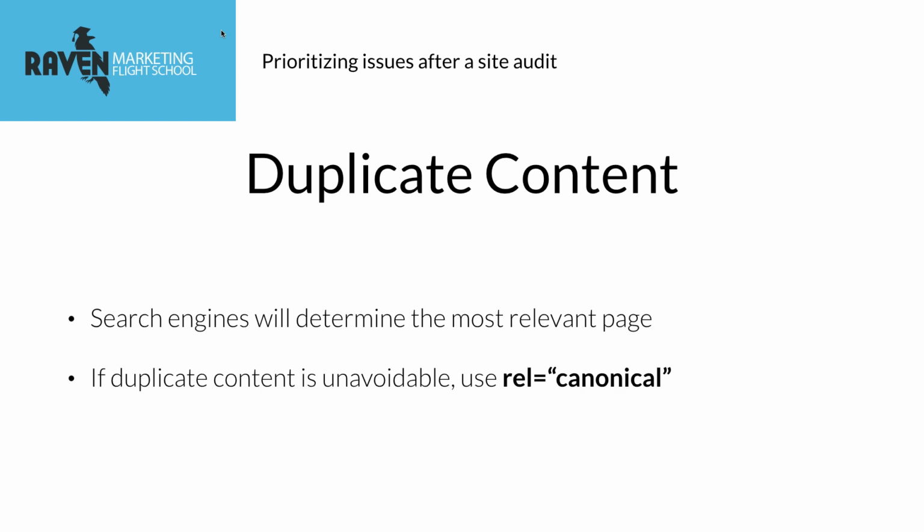And so if you can't get rid of the duplicate content, then the best course of action is to apply the rel canonical and for all those pages to be pointing to one authoritative page for that content.